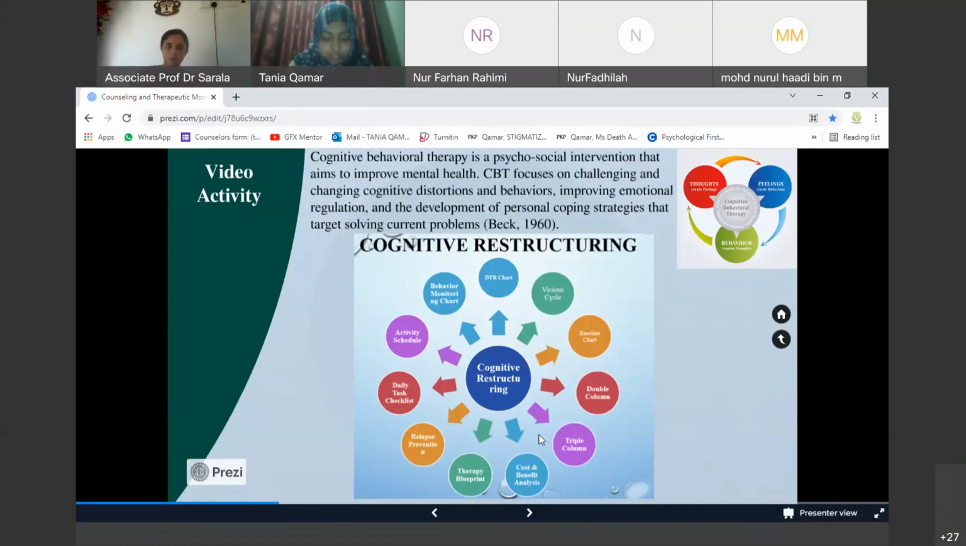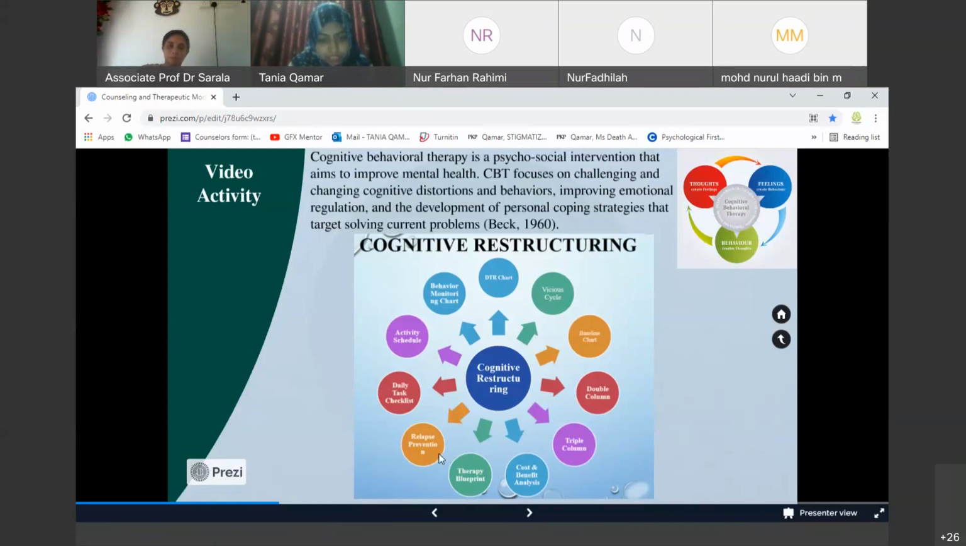I received many good feedback and good responses from the patients in my private clinical setting, and that's why I want to introduce this technique through my PhD research. When I completed this therapy with patients, then in the last sessions, we used relapse prevention and therapy blueprint.